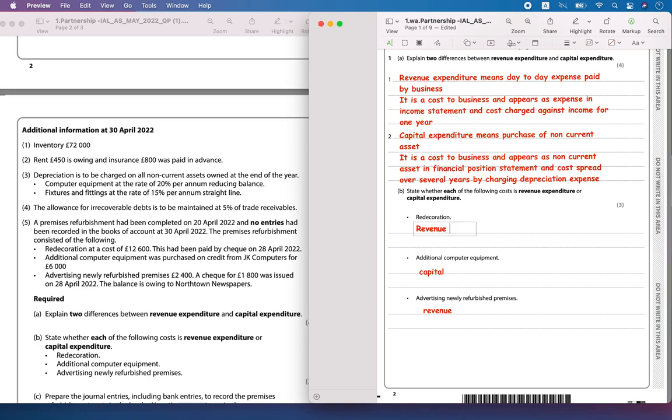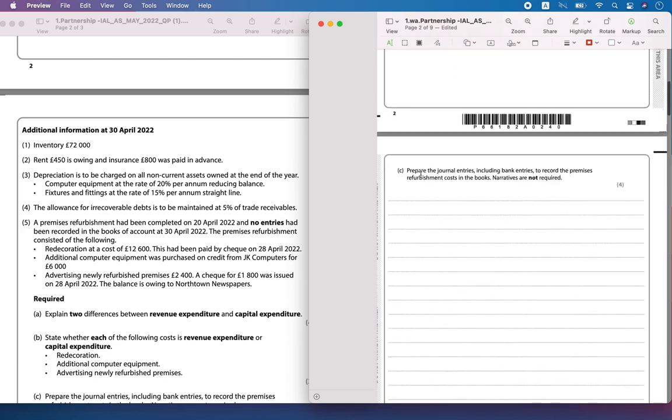Then if I have additional computer equipment, this is going to be a one-time purchase. I don't keep purchasing computers every year, and it is going to appear as a capital expenditure. It is an asset with the business. Advertising, I might advertise and it's not an asset, so it is like an expense, so I will call it revenue expenditure.